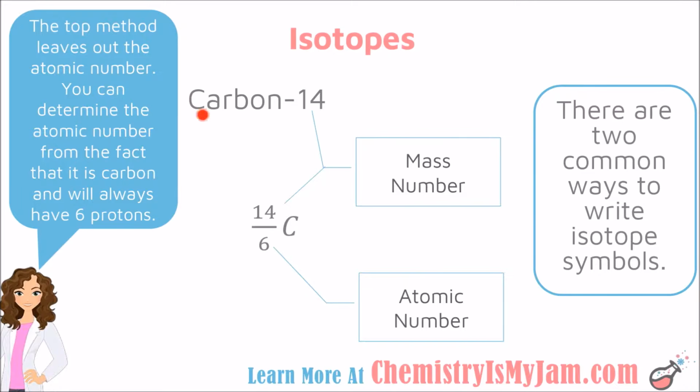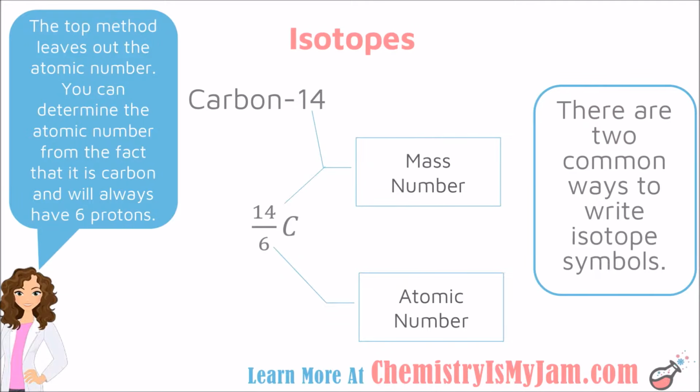The first time I've written the word carbon-14, and that 14 represents the mass number. That is the number of protons plus the number of neutrons. Notice that I did not tell you the number of protons because if it is carbon, it must have 6 protons. You can look at the periodic table and find that number.